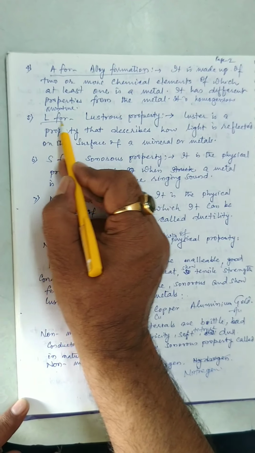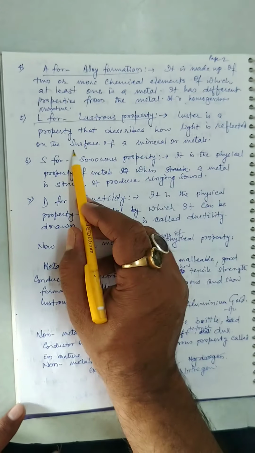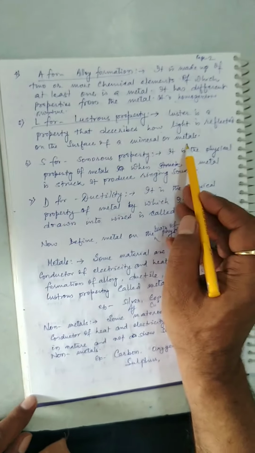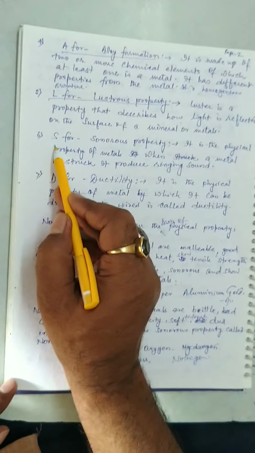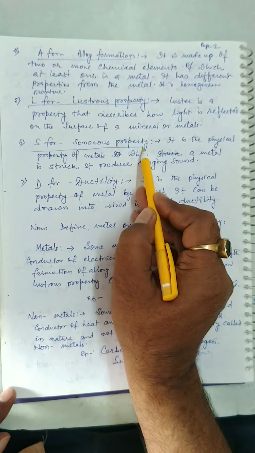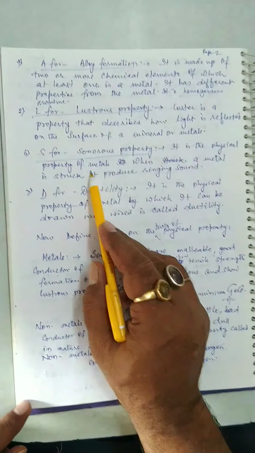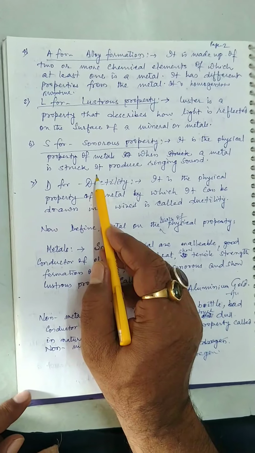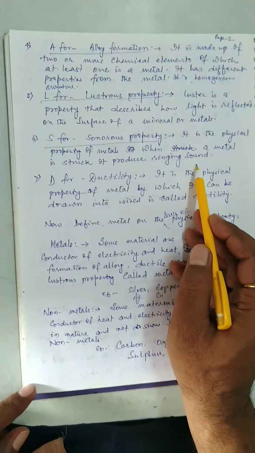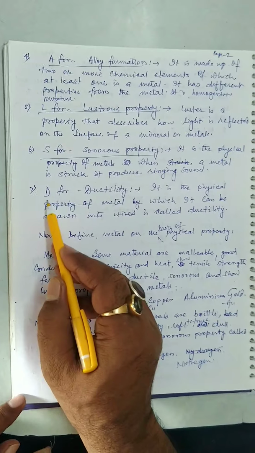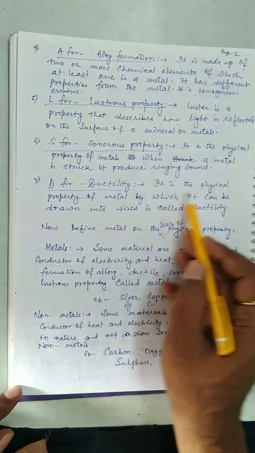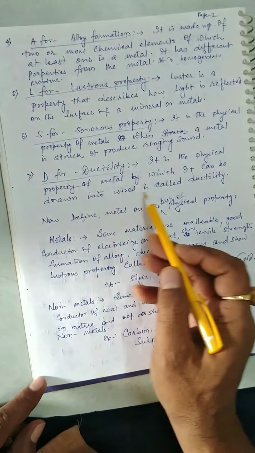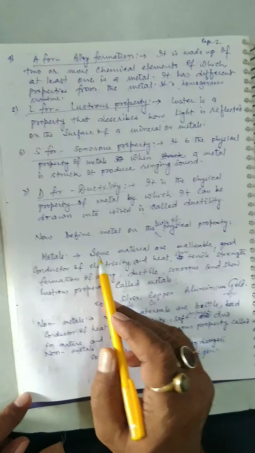L for lustrous property. Luster is a property that describes how light is reflected on the surface of the mineral or metals. S for sonorous property. It is the physical property of metals: when a metal is struck, it produces a ringing sound. D for ductility. It is the physical property of metal by which it can be drawn into wire.